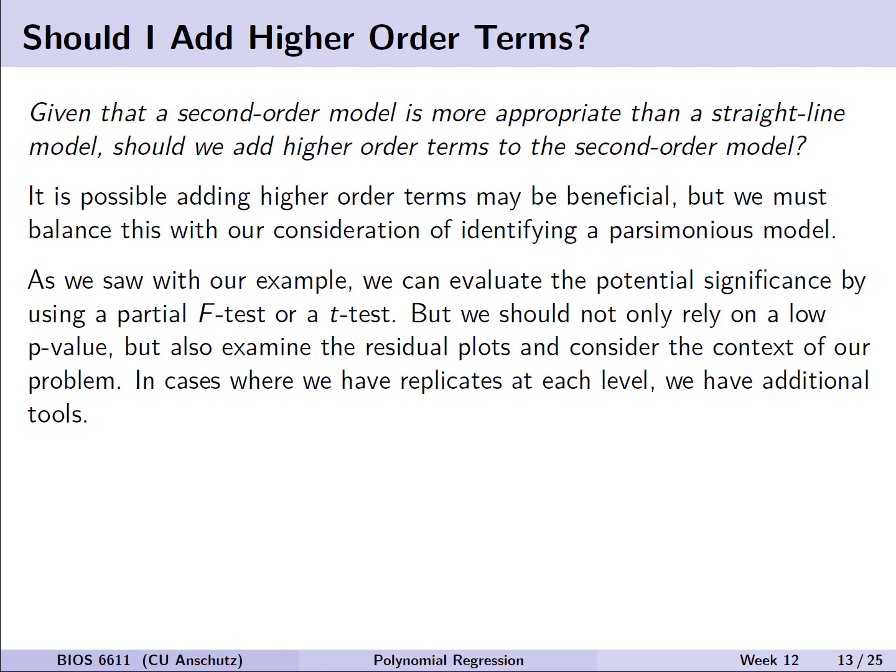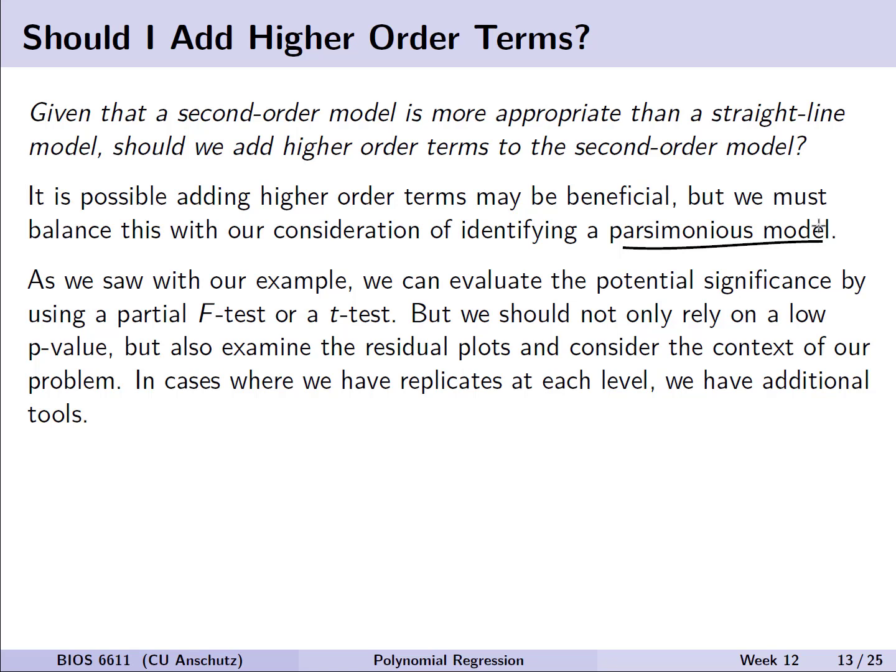This leads us to one question, though, of should I add even higher order terms to my model? I mean, given that the second order model was more appropriate than a straight line model, shouldn't we just keep adding higher order terms to that second order model, make it a third, fourth, fifth order model? The first thing we can note is that it is possible that adding higher order terms could be beneficial, but we have to balance this with our consideration of trying to identify that parsimonious model. Again, it's helpful to identify something that fits the data the best, but also if it's overly complex and we can't use it in any practical terms, then maybe we need to reevaluate all the assumptions that we're putting into the model and what we're trying to achieve.